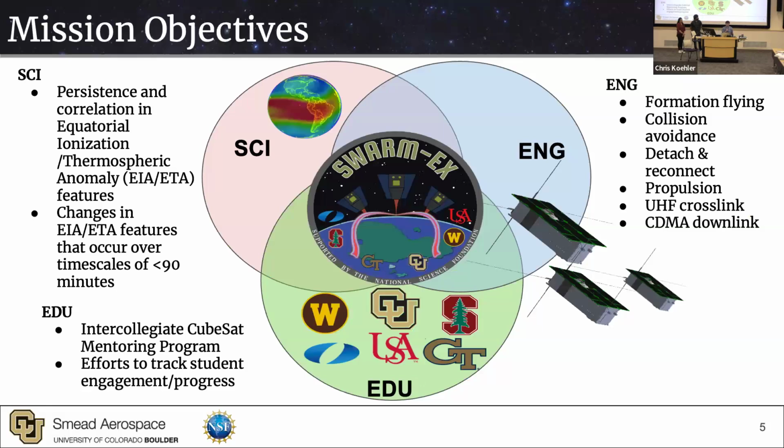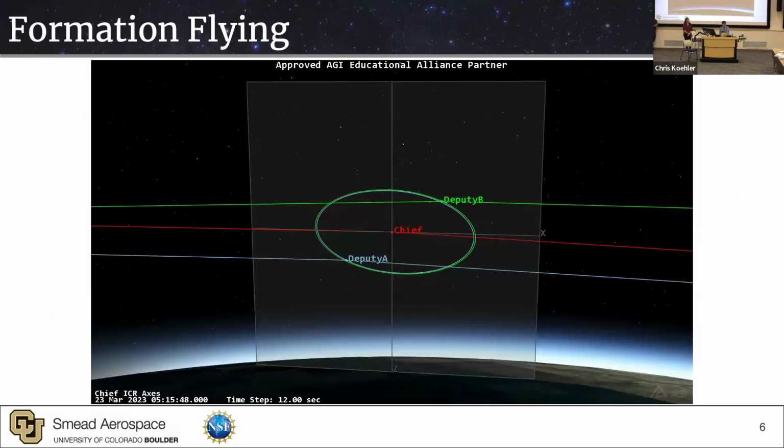The objectives of SwarmX are threefold: science, engineering, and education objectives. To accomplish our science objectives, we're using the 3 3U CubeSats, as Raj mentioned. We're going to be studying the equatorial ionization and equatorial thermospheric anomalies. And we're going to be demonstrating some cool engineering feats like formation flying, autonomous collision avoidance, and UHF crosslink between the 3 CubeSats. So here's a quick video of what some of the formation flying will look like, if it plays.